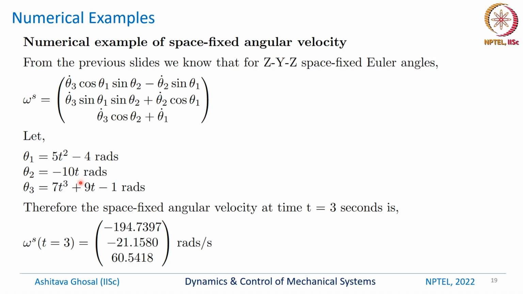So at t equals 3, we find out what theta 1 is, then we find out what theta 1 dot is. How do I find theta 1 dot? We have to take the derivative of this. So this will be 10t. Okay, and then substitute all of this back here to get the space fixed angular velocity at t equals 3, given by this. So the basic idea here is to show that the angular velocity is a much more complex thing. It is not simply the time derivative of the position vector.